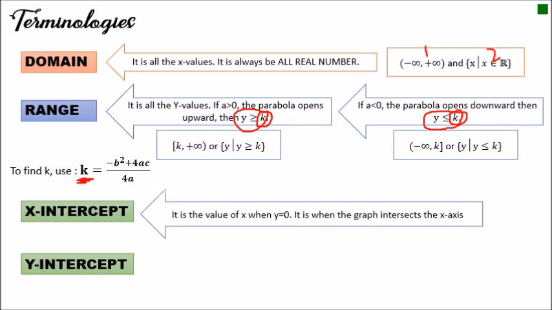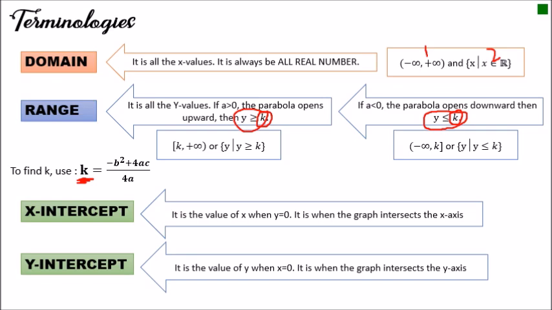And then, for the x-intercept, madali lang to. It is the value of x when y is 0. It is when the graph intersects the x-axis. So, ito yung point along the x-axis lang. Pag ang y mo ay 0, yung point mo nandun lang sa x-axis. Yung parabola dadaan doon, tatamaan niya yun.